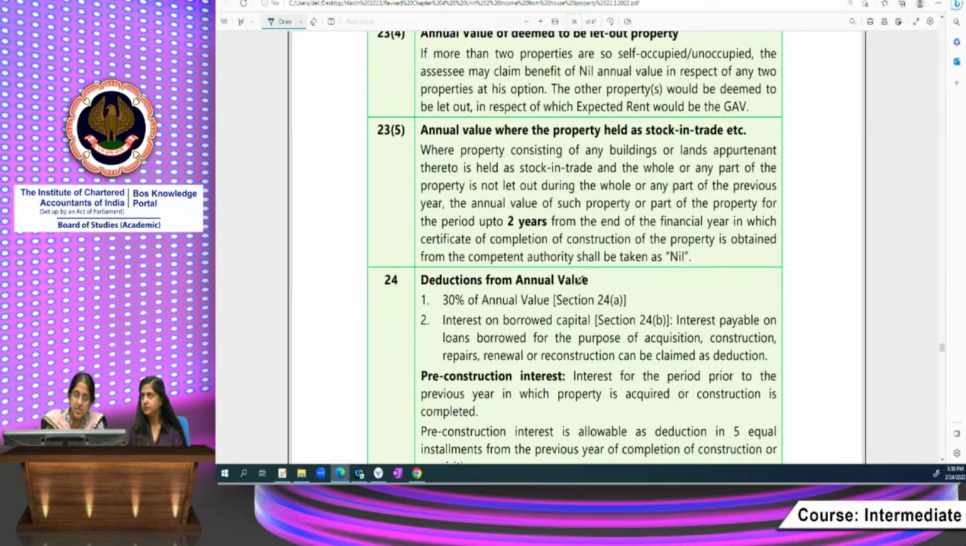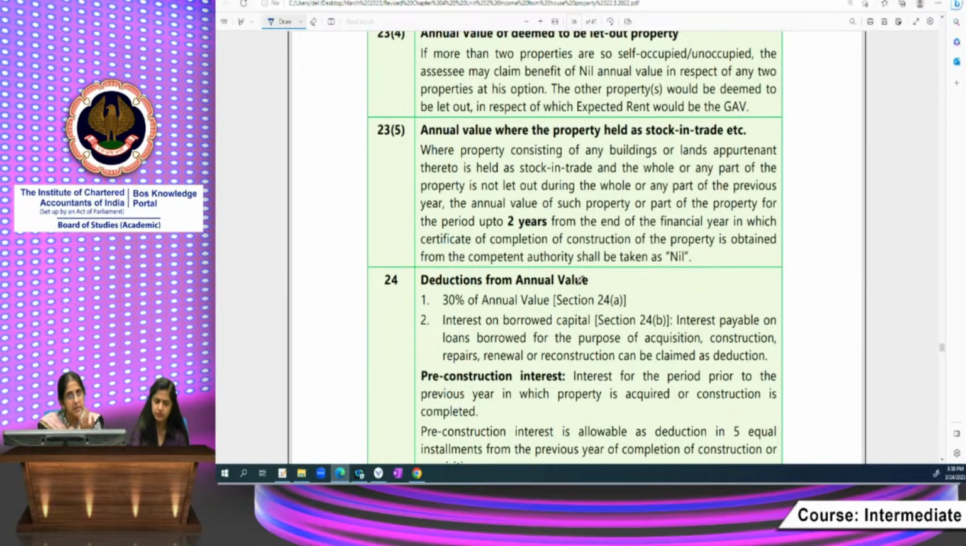Your pre-construction interest will be up to the end of the previous year prior to the year of completion of construction. So it will be up to 31/3/22. So 2020 to 31/3/22 will be the pre-construction interest, and current year interest I can claim in full if it's a let out property. If it's a self-occupied property, current year interest plus pre-construction interest together has to be restricted to 2 lakh. And pre-construction interest, once I compute it, for the 2-year interest I compute, suppose I get 10 lakh as the figure, that 10 lakh is available as deduction over 5 years from the year of completion of construction.